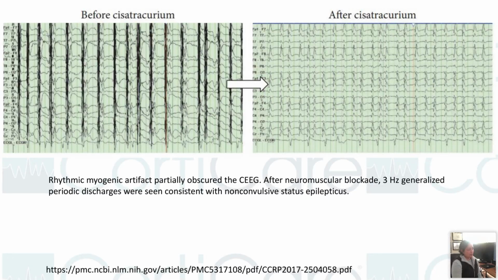Okay, let's look at another example here. There is a rhythmic myogenic artifact. When the neuromuscular junction blocker was given, you can see the patient having generalized periodic discharges. 2 to 3 hertz GPDs are seen. So it was hard to figure out what the EEG looked like. In the previous one, you can still see some polyspikes in the background, but to clearly see what pattern is out there, the neuromuscular junction blocker blocks the contraction of the muscles and helps to bring out the EEG pattern.